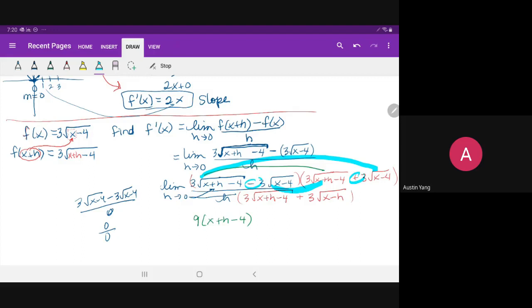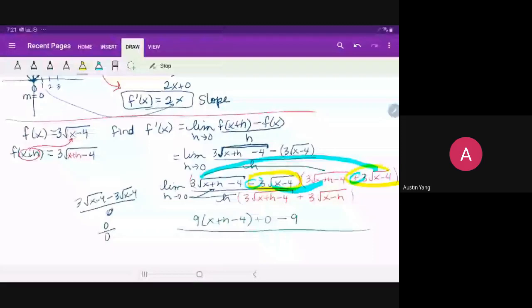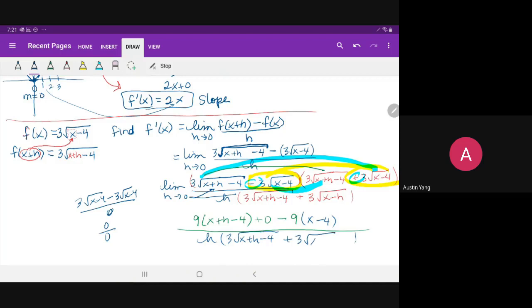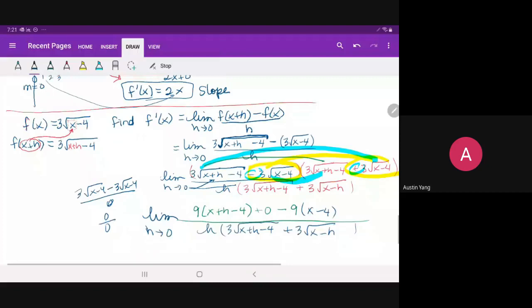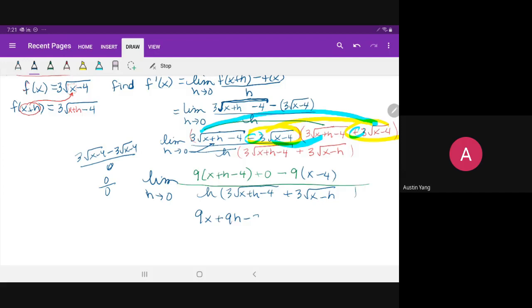I do not usually show the work on that. So that's 0. We'll put minus 0, plus 0. And then minus 9, I'm multiplying this one times this one, so that's minus 9 parentheses X minus 4. And my denominator is H times this big old ugly mess that I don't do anything with. I just rewrite, and have math faith that it will all come out nicely in the end. The numerator is 9X plus 9H minus 36 minus 9X plus 36. Probably right here is the most common mistake anybody makes, not putting a plus there. H times ugly mess. Just recopy it carefully.